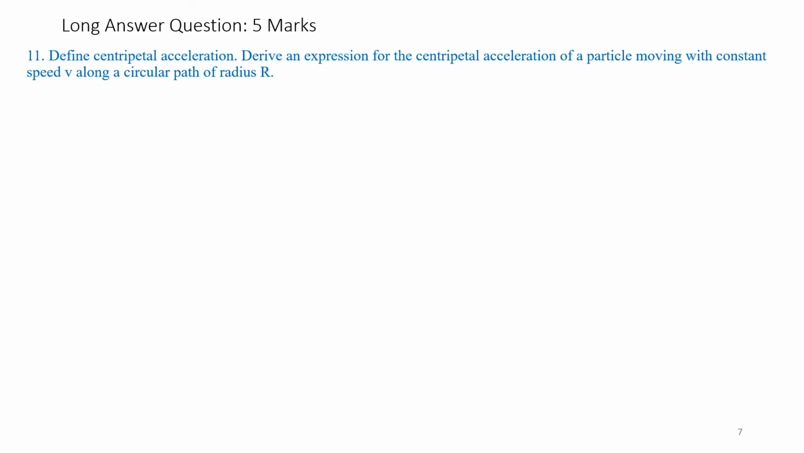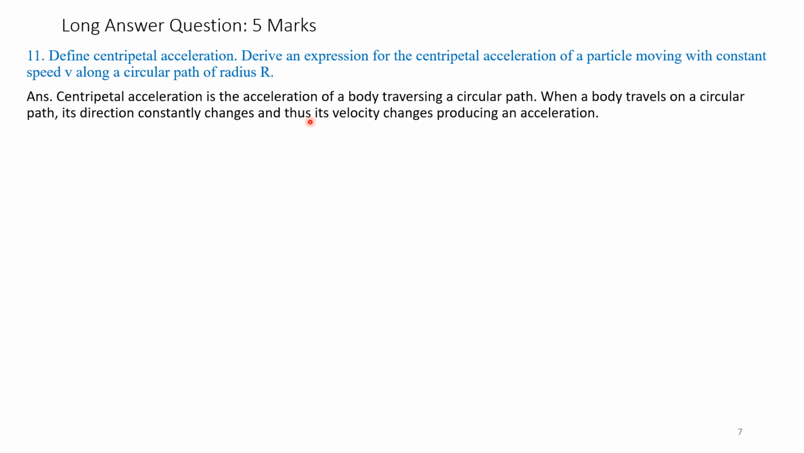Question number 11. It is a long answer type question. It will carry 5 marks. It is a derivation of an expression for centripetal acceleration of a particle moving with a constant speed v along a circular path of radius r. And we are also required to define centripetal acceleration. Answer.